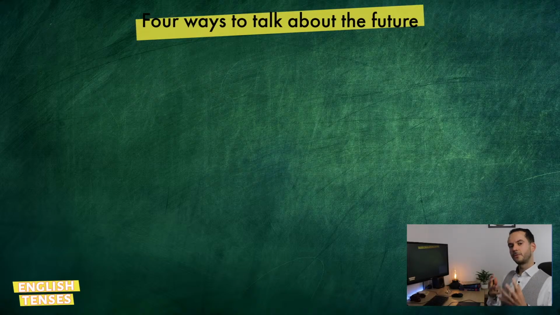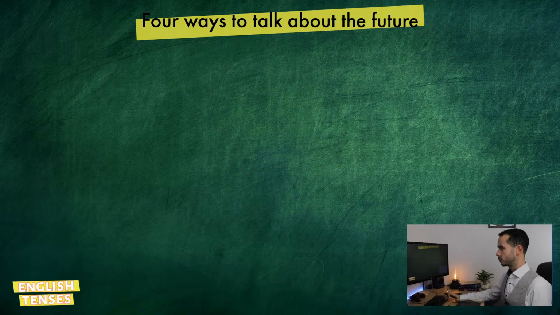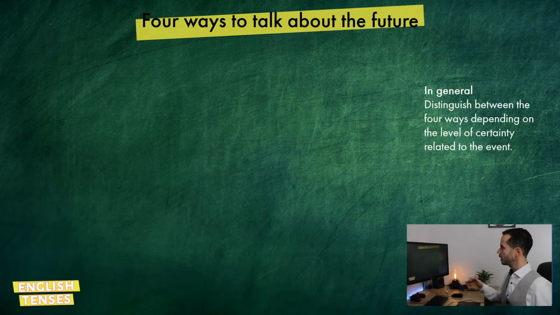Let's focus on 4 main ways to talk about the future, and I'll explain what I mean with the idea that something is certain, yes or no. So I'll comment on the certainty issue later on. In general, we can distinguish between the 4 ways depending on the level of certainty related to the event.